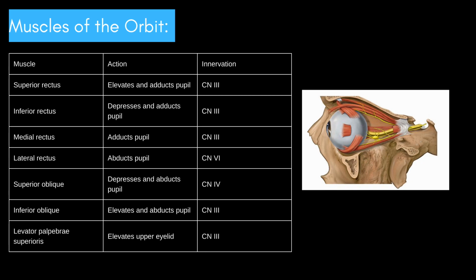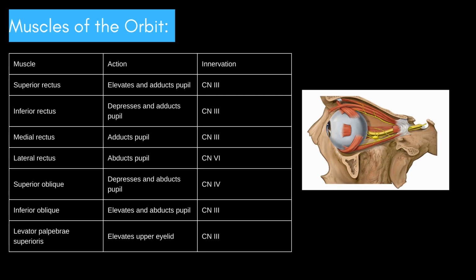Let's next take a look at muscles of the orbit. I will list each muscle, followed by its action, then follow it up with its innervation. Superior rectus elevates and adducts pupil. Cranial nerve 3. Inferior rectus depresses and adducts pupil. Cranial nerve 3. Medial rectus adducts pupil. Cranial nerve 3. Lateral rectus abducts pupil.